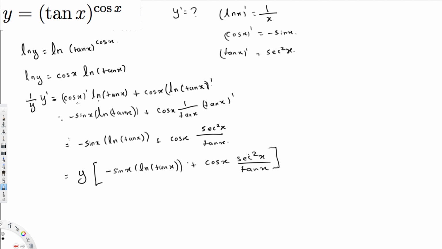Then since the question has given y is equal to tan x to the power of cos x, I can plug this y value right here. So it's going to be tan x to the power of cos x, and the others remain the same: minus sin x ln tan x plus cos x sec square x over tan x. So this is my final answer. That's all we have to do to find y prime.